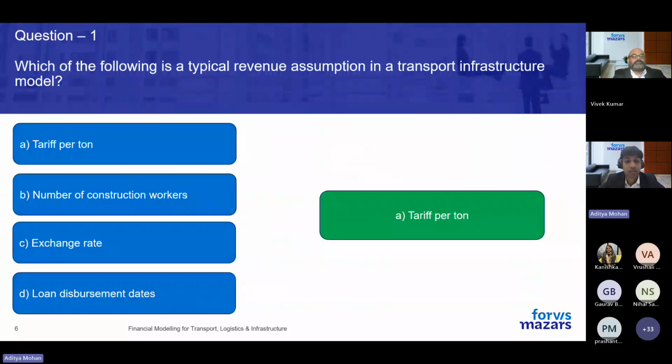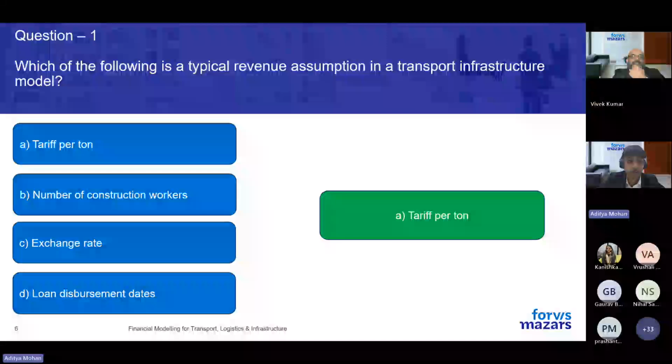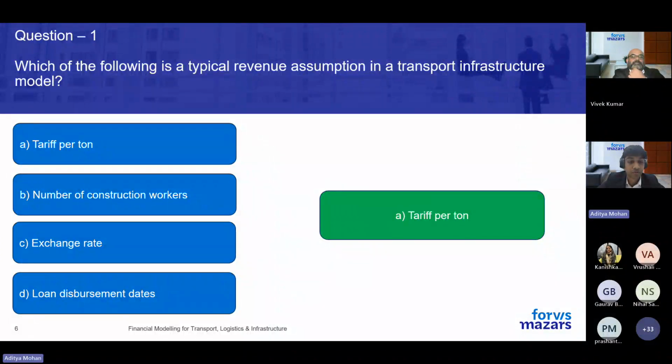So now let's pause for a moment and reinforce what we've studied already. We have a question for you. Which of the following is a typical revenue assumption in a transport infrastructure model? You'll have around 15 to 30 seconds to answer. These are your options. You can put your answers in the chat box.